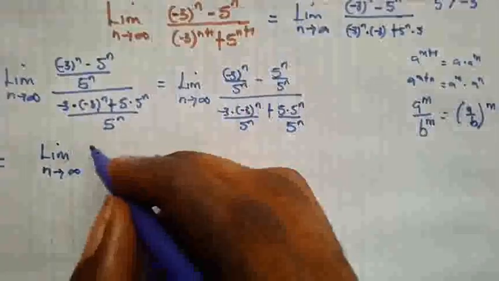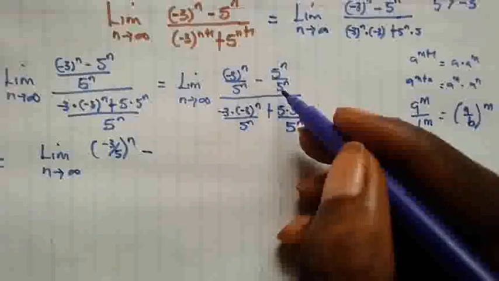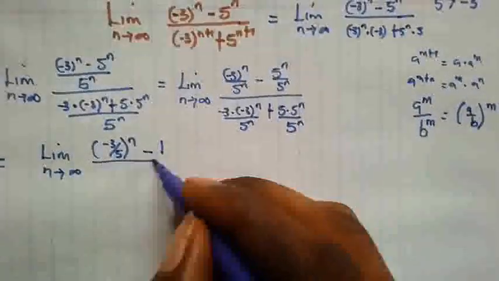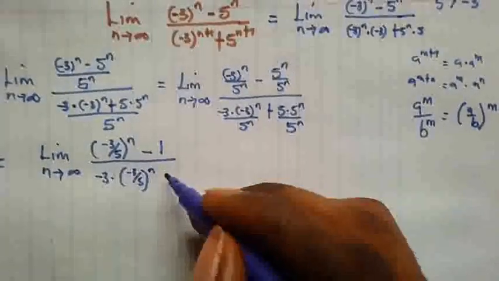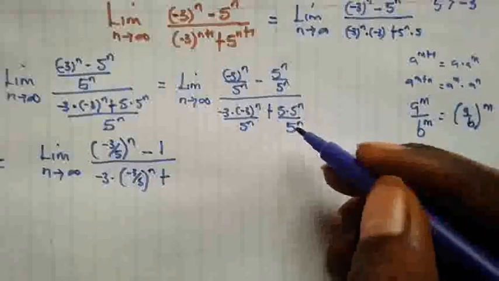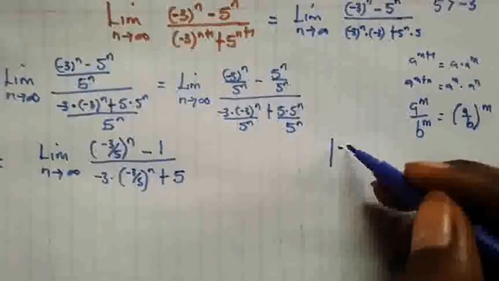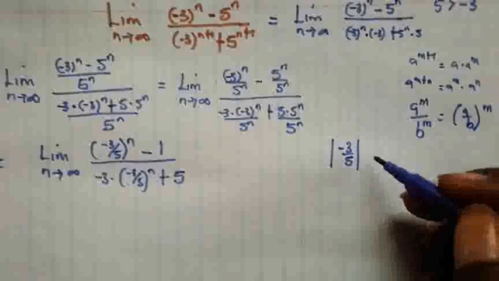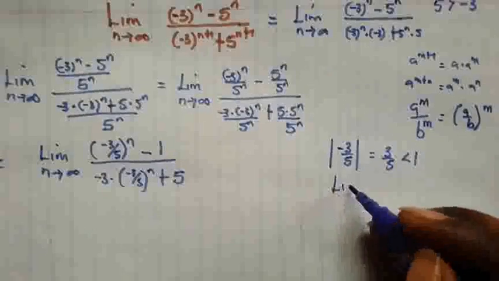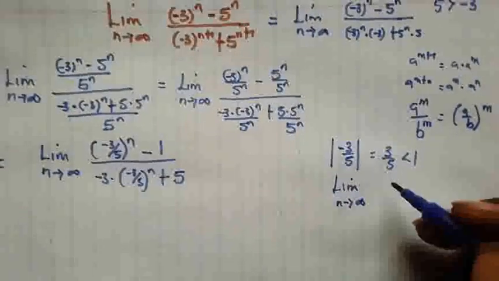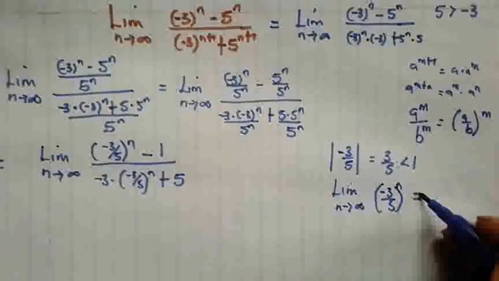So using this law, we have (-3 over 5)^n minus, remember 5^n over 5^n is 1, all over -3 times (-3 over 5)^n plus 5^n over 5^n, here is 1, so remaining 5. Now recall that the absolute value of -3 over 5 is equal to 3 over 5, and this is less than 1. So this is telling us that limit as n is approaching infinity of (-3 over 5)^n is equal to 0.